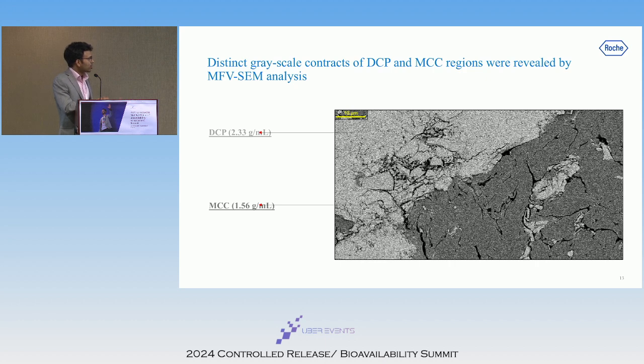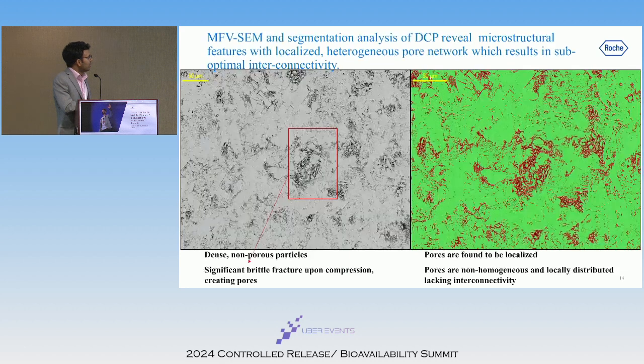Here is a depiction of the MFV SEM scan of a binary tablet containing the DCP and MCC components. And as you can see, we see very distinguishing features of the DCP and MCC tablets. And using this technique, we can tease out any volume fractions or any spatial distributions so as to understand why the tablets are behaving the way they are.